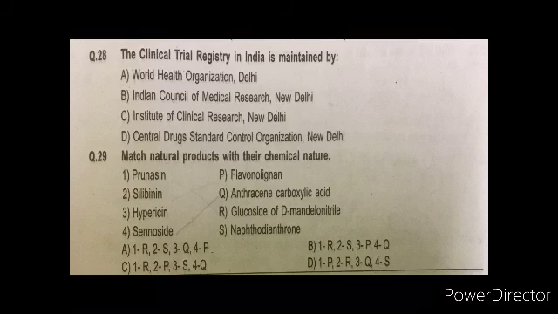Question number 28. The clinical trial registry in India is maintained by World Health Organization Delhi, or ICMR New Delhi, or Institute of Clinical Research New Delhi, or Central Drug Standard Control Organization New Delhi. Then question number 29 is: match the natural product with the chemical nature. So you have pronacine, silibinine, hypericine, senosides, and you have to tell what is the chemical nature of them.